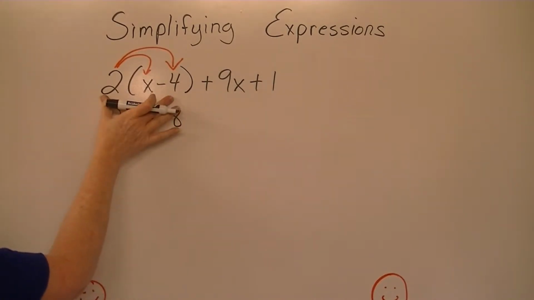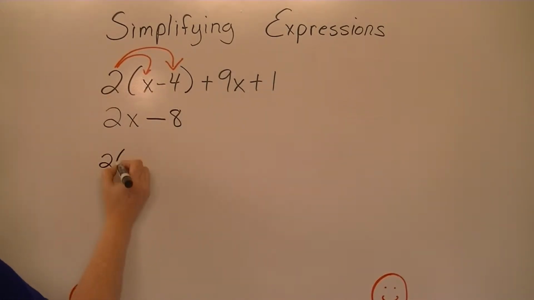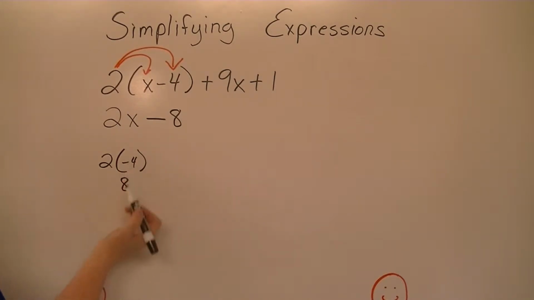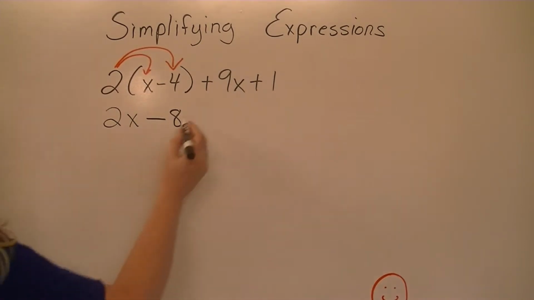So one more time on this last part, 2 times negative 4, and that would be 8, and there's one negative sign, and 1 is an odd number, so that would make the 8 negative. So that's how I got negative 8. And then we're going to drop everything else.